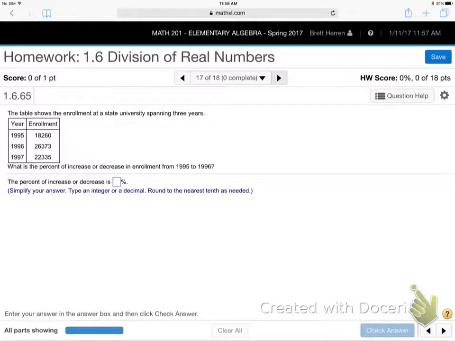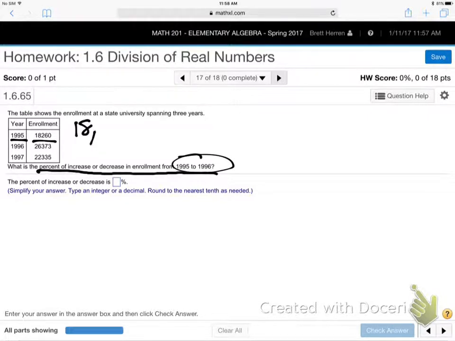Okay, so this was number 17. All right, so it's saying, what is the percent of increase or decrease in enrollment from 1995 to 1996? So from 95 to 96, what was the increase or what was the percentage? Well, in 1995, enrollment was that 18,260 number.